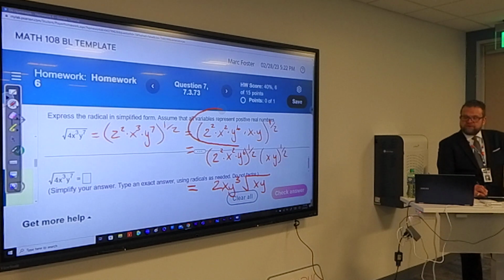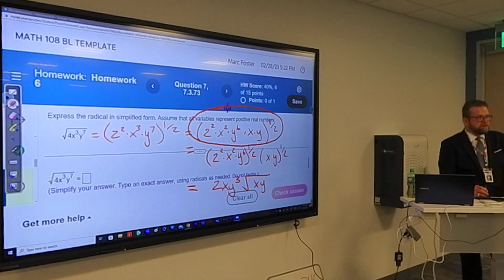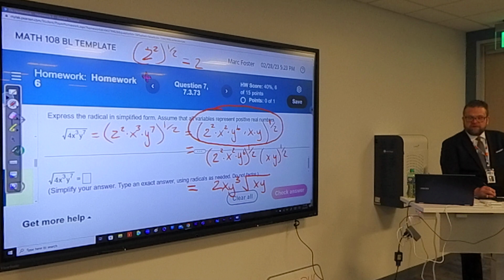At this stage, because the index is 2, I want pairs. It's for the same reason that 2 squared to the 1/2 is 2. But if I had 2 cubed to the 1/2, while it's true that's 2 to the 3/2, I would like to write it as 2 squared to the 1/2 times 2 to the 1/2. It would be 2 root 2.